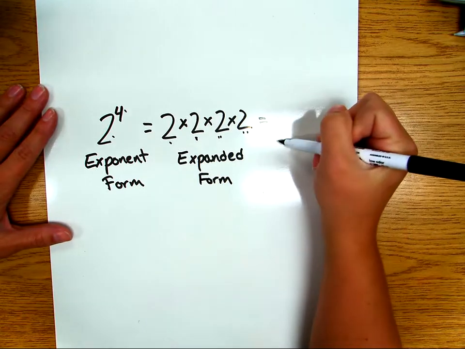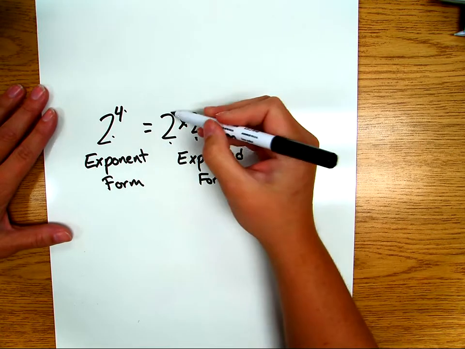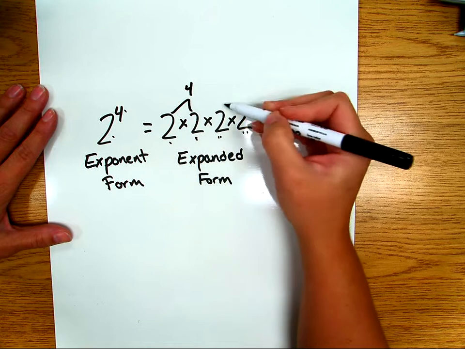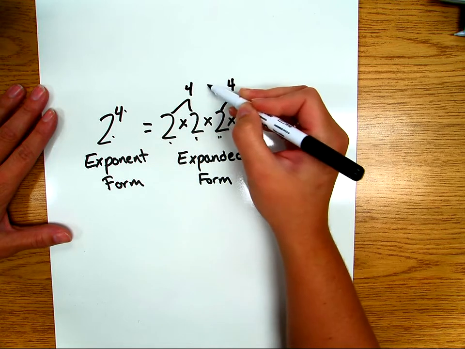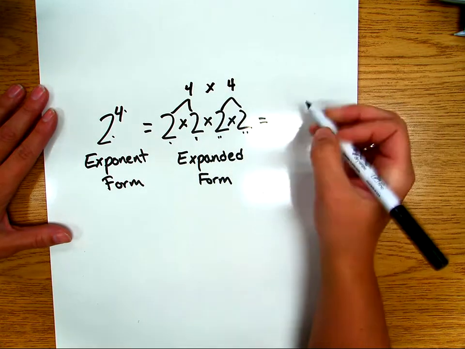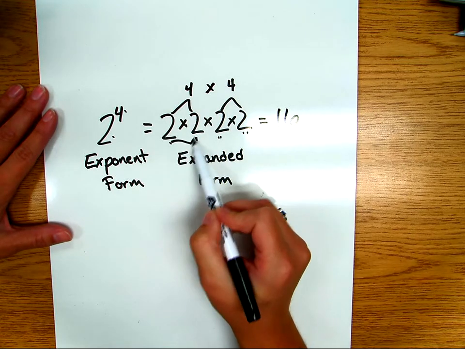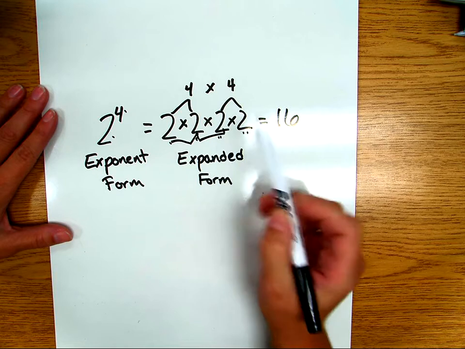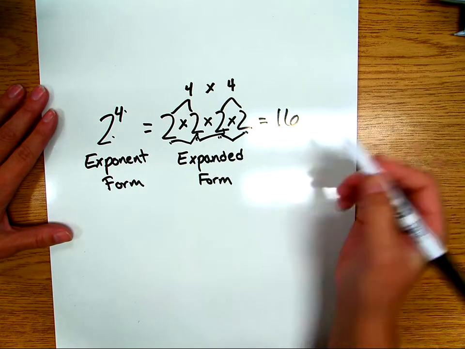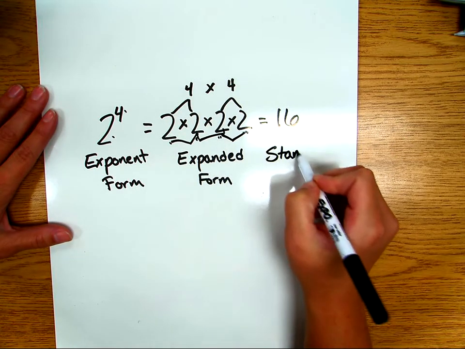After this, we now have to work through it. We're going to do 2 times 2 is 4, and 2 times 2 is 4, and then let's multiply these together. 4 times 4 is 16. You also could work left to right. 2 times 2 is 4, 4 times 2 is 8, 8 times 2 is 16. This is standard form.